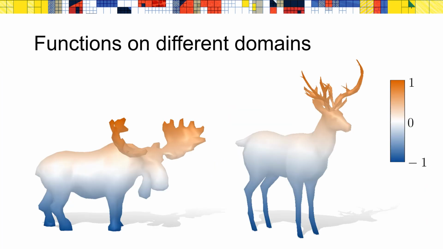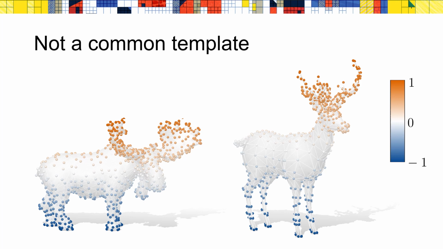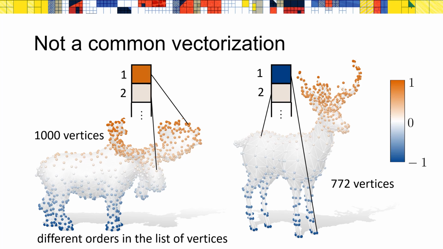So a particular case that can be nice to consider is what happens if we have a function defined on two different shapes, on two different domains. We know that in the discrete setting, these functions are represented by the value of the function at each of the vertices of the two meshes. And so in this case, we have different vectors to represent the two functions.